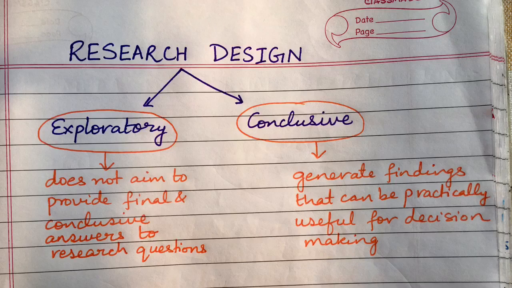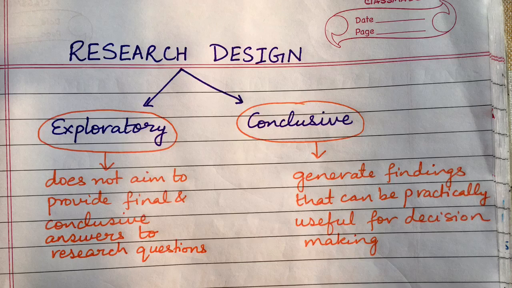Now there are various types of research design. According to the type of research question and your research aims, you will have to choose the design accordingly. Majorly, research design can be divided into two groups: one exploratory and the other conclusive.